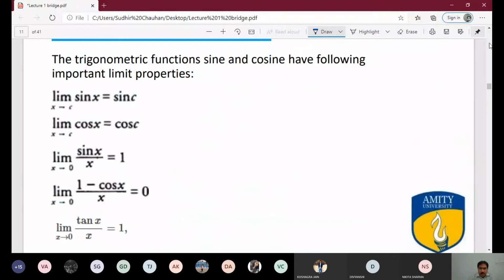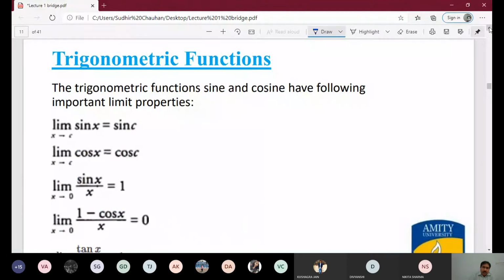So here we have trigonometrical functions. We have to remember some limits in the case of trigonometrical functions because these are very useful while evaluating limits. The trigonometric functions sine and cosine have the following important limit properties. Number one, we find the limit as x tends to c of sin x; it will be sin c.